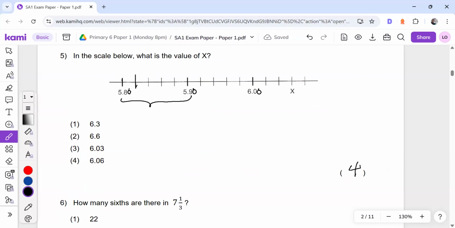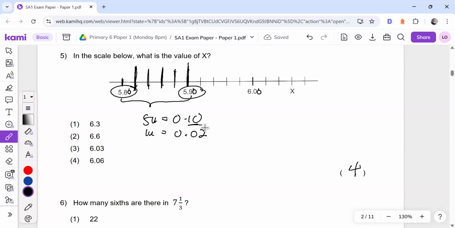Don't count here, this is zero. Don't count the next line. One, two, three, four, and five. So you have five units. Every time you see a number line, you have to count the units. Then you take 5.90 minus 5.80, you will get 0.10. And what is one unit? 0.10 divided by 5, you get 0.02.